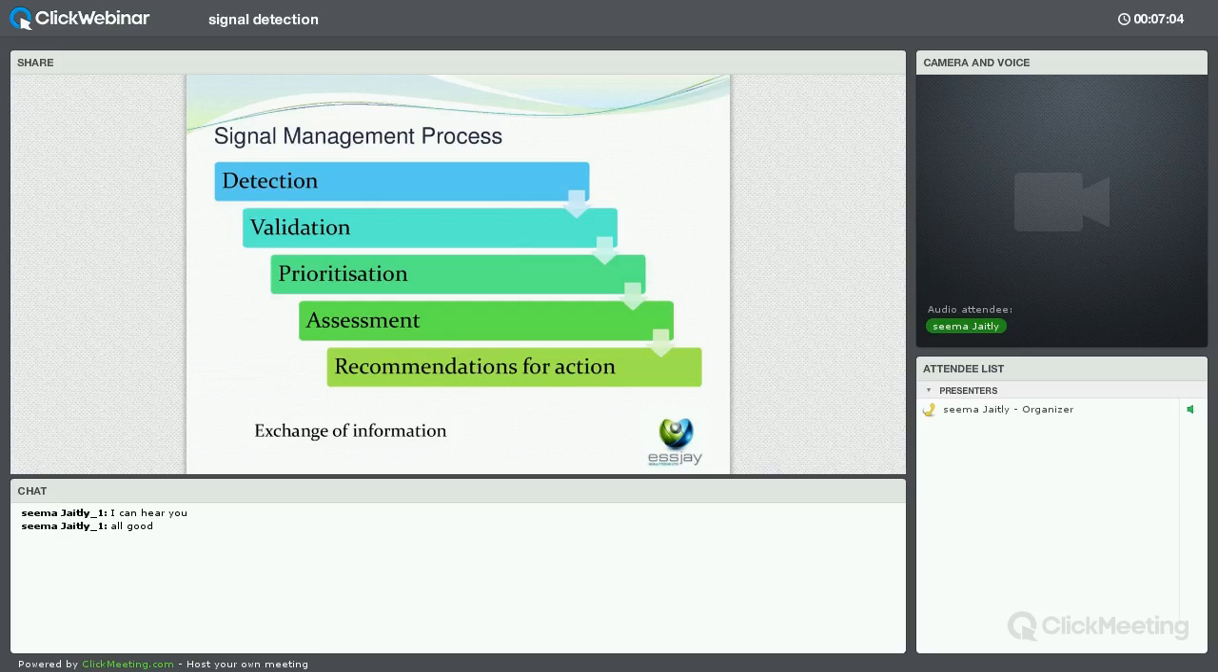And I think it's worthwhile pointing out that whilst we talk about signal detection, and a lot of people talk about signal detection, really detection's one piece of it, and it's a signal management process as a whole.